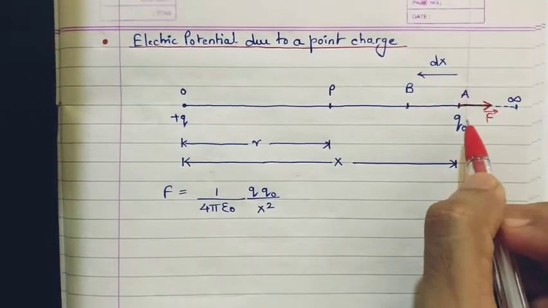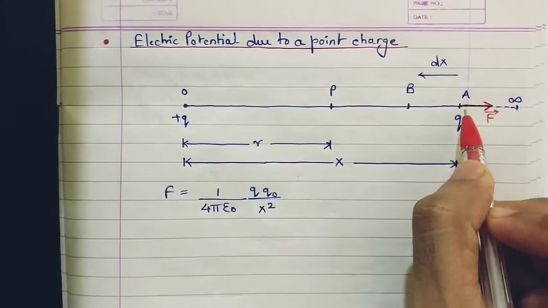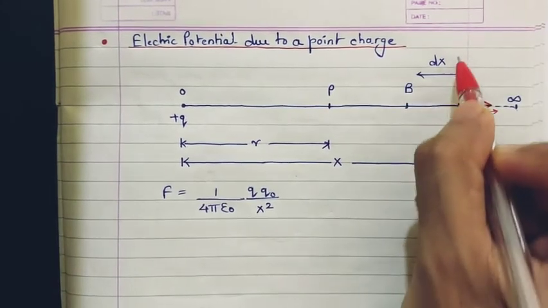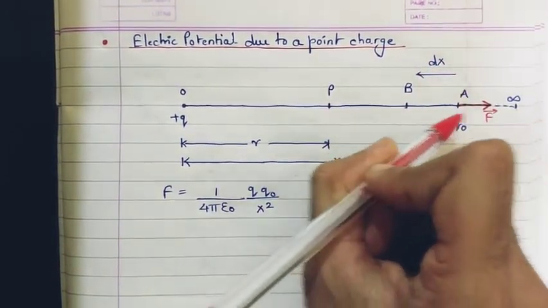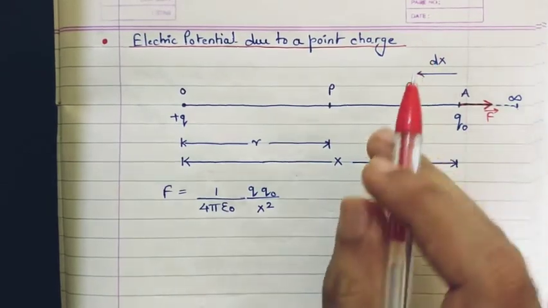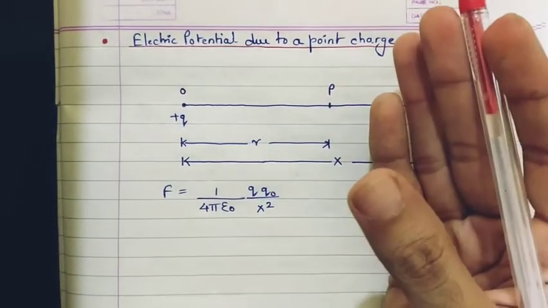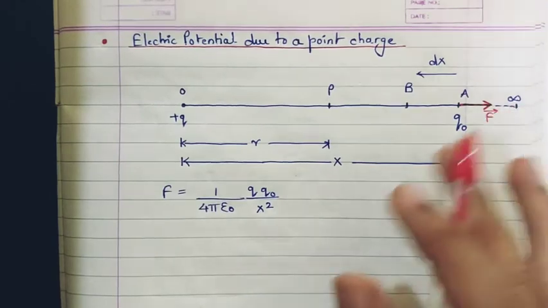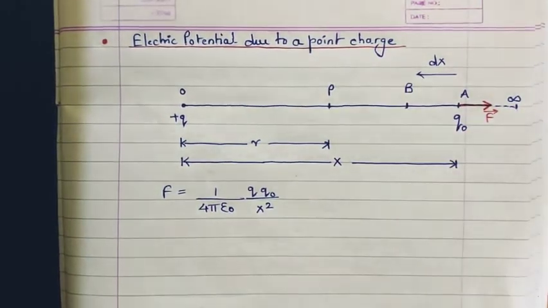Okay, I hope you understand. I'm taking this test charge and I'm moving this test charge from A to B through a small displacement of dx against electrostatic force. So my external force will be doing a positive work. My electrostatic force will be doing a negative work, opposite. Okay, so let us find out that work done.